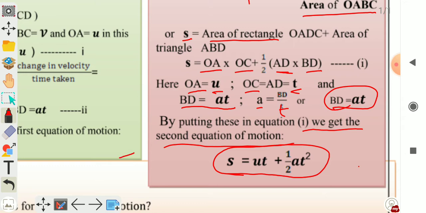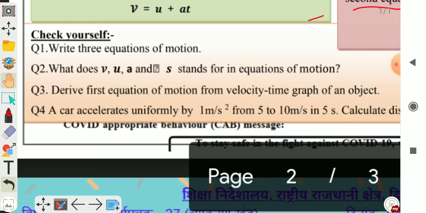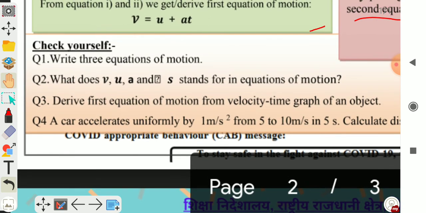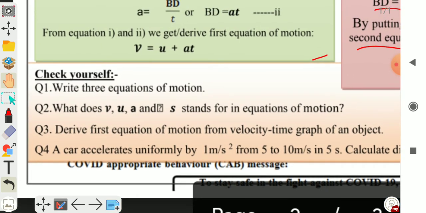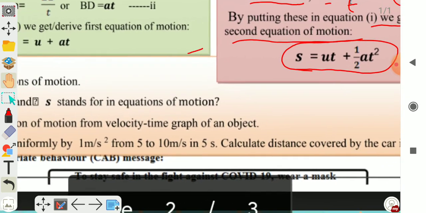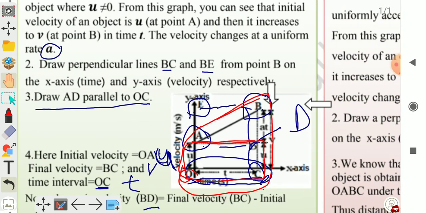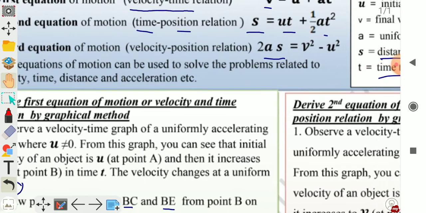Now we will discuss question answer. Write the three equations of motion. You have to give it in the paragraph. You can write very easily three equations. First one is V equal to U plus AT. Second, S equal to UT plus half AT square. And third is V square minus U square is equal to 2AS.